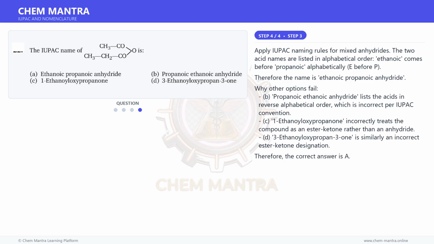Why other options fail? B. Propanoic-ethanoic anhydride lists the acids in reverse alphabetical order, which is incorrect per IUPAC convention. C. 1-ethanoyloxypropanone incorrectly treats the compound as an ester-ketone rather than an anhydride. D. 3-ethanoxypropan-1-one is similarly an incorrect ester-ketone designation.